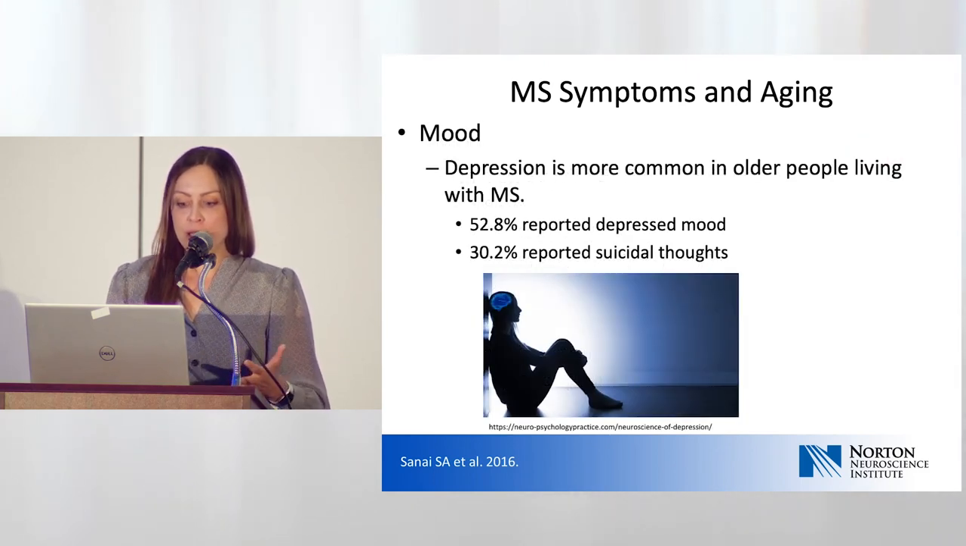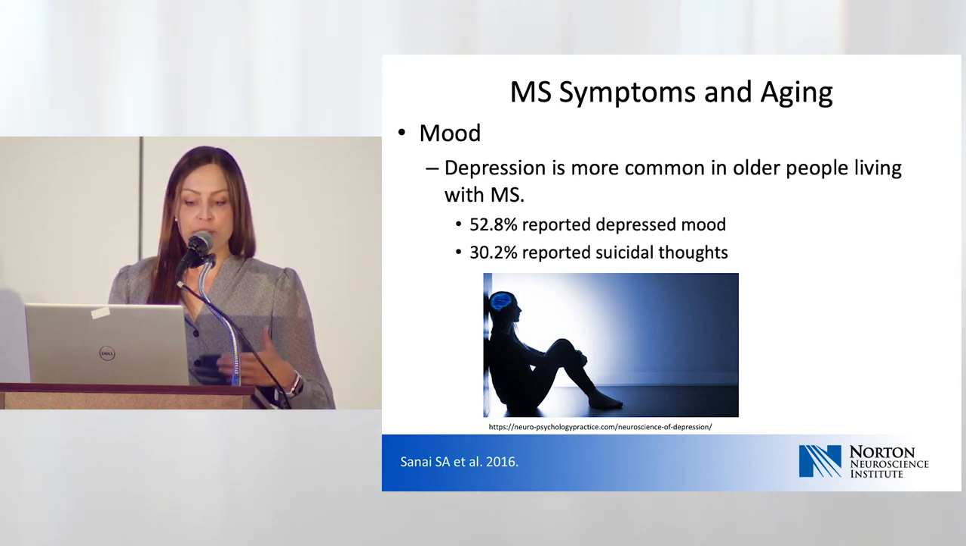What about mood? So depression is more common in older people living with MS. 52.8% of people in one study reported depressed mood. Actually, when you look at the data in general, it's about 50% for MS in general. People report depression compared to like 20% in the general population. And almost a third of people reported having suicidal thoughts at some point. And these are the kind of things that are important to talk about with your provider, because they're things I can't necessarily as a provider see, and I need to make sure that I ask about and screen for.